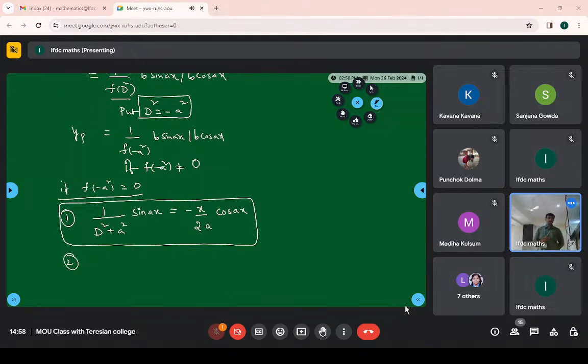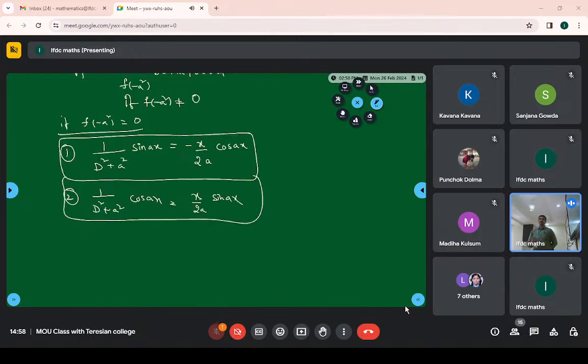solution for this. And coming to the second formula, 1 by d square plus a square into cos ax is equal to, integration of cos is plus sine, so we can write x by 2a into sine ax is the form. So integration of cos will come plus sine, integration of sine will come minus cos. Such cases we look into this.